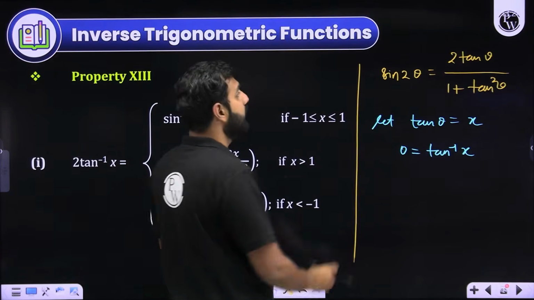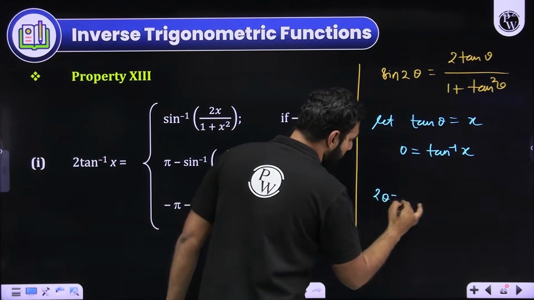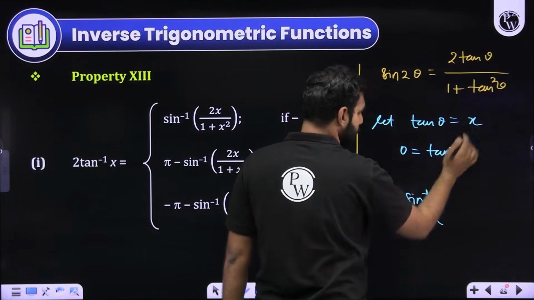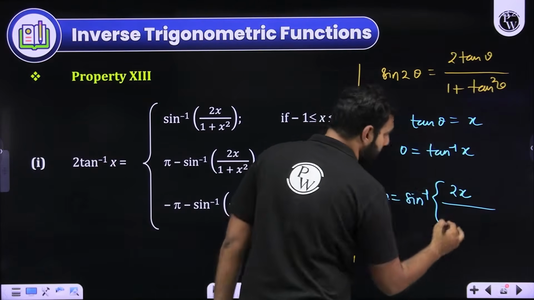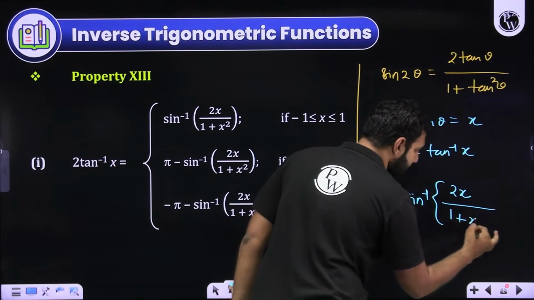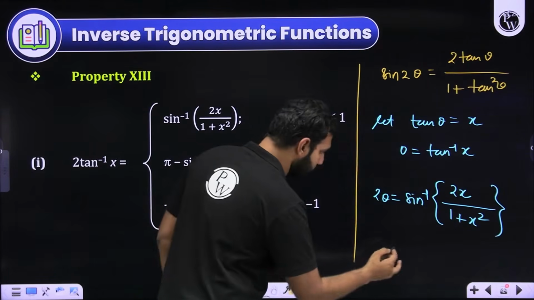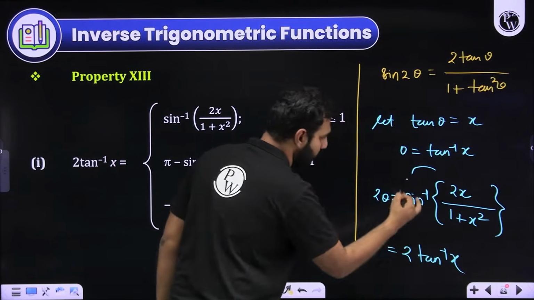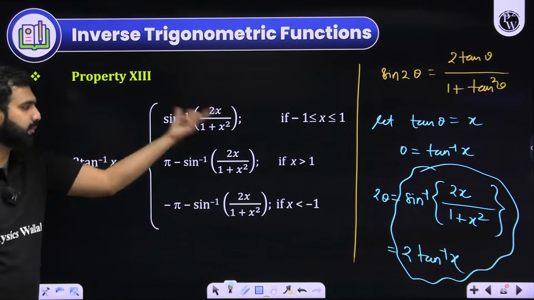So here, can I not write this entire expression as 2 theta is equal to sine inverse of 2 tan theta upon 1 plus tan square theta, which means 2x upon 1 plus x square. And what is theta? Theta is tan inverse x. So this 2 theta can I not write as 2 tan inverse x. So that's the formula you have gotten. That 2 tan inverse x is sine inverse 2x upon 1 plus x square.